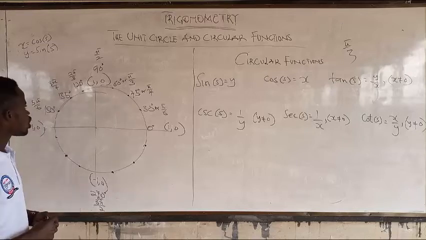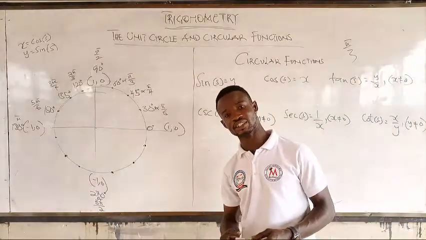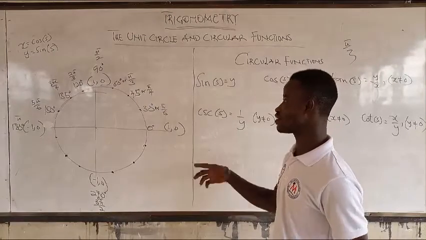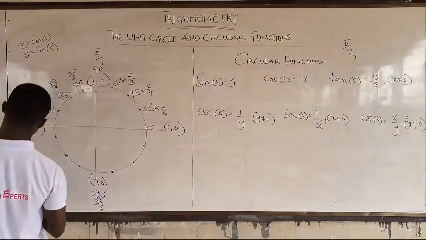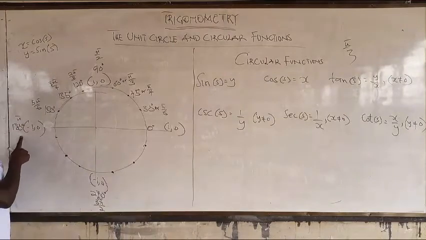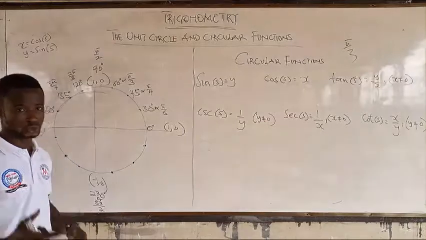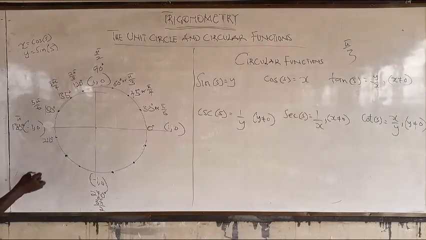5 pi on 6. Alright. We'll be looking at the coordinate side, but before that, let's get the angle and the radius. Very good. So from here, you know that here is 180. 180 plus 30 is going to give you 210. So that means that this will be 210 degrees.